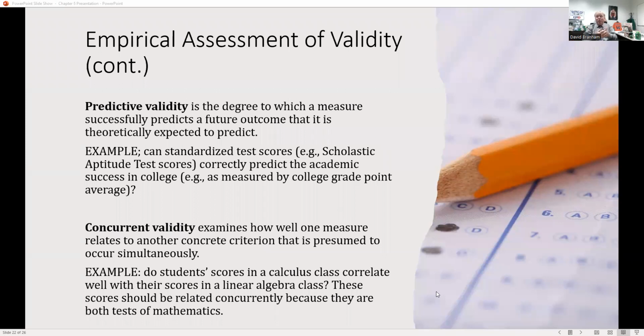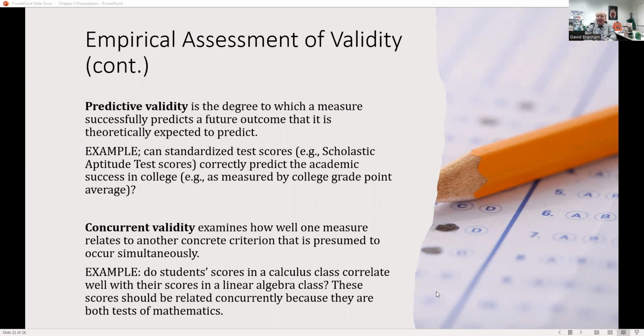Continue on with the other two types of validity. Predictive validity is the degree to which a measure successfully predicts a future outcome that it is theoretically expected to predict. For instance, your SAT scores should be predicting future college success. It's a standardized test to measure future college success.